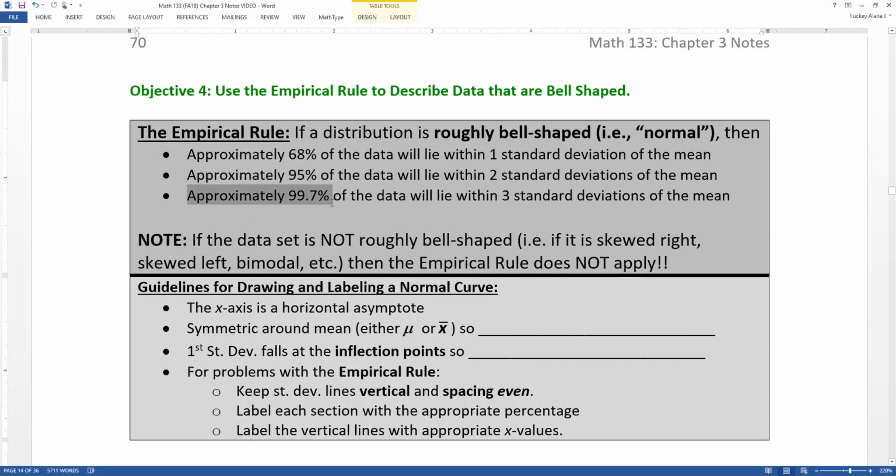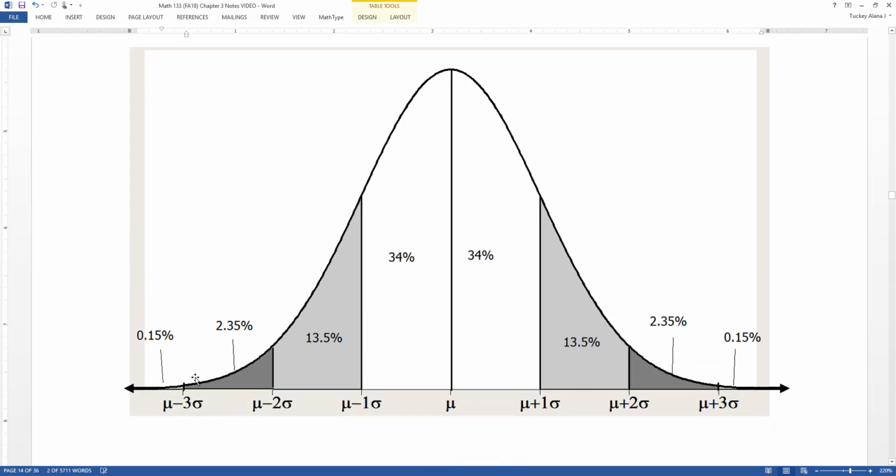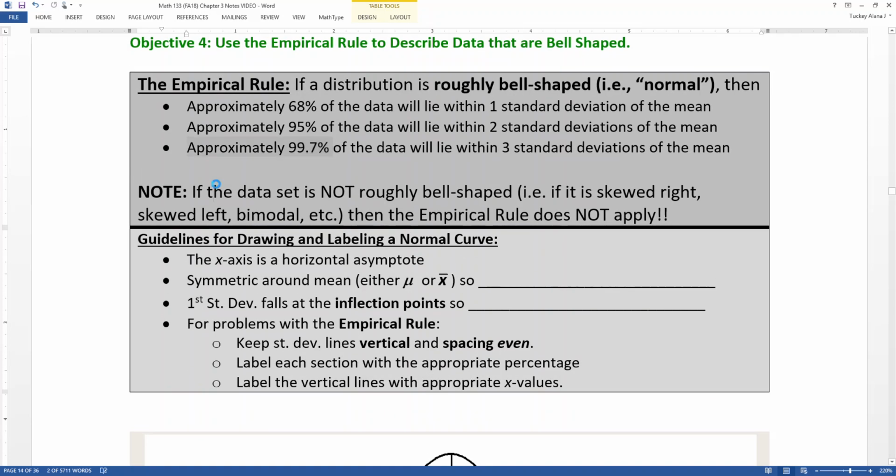And then 99.7 would be all of them except for the little tail over here, which is 0.15%. Be careful, that's not 15%, that's 0.15%. That's less than 1%, so it's very small. And the other side also has a 0.15%. 0.15 and 0.15 together make 0.3, and that's why the rest of it is 99.7.